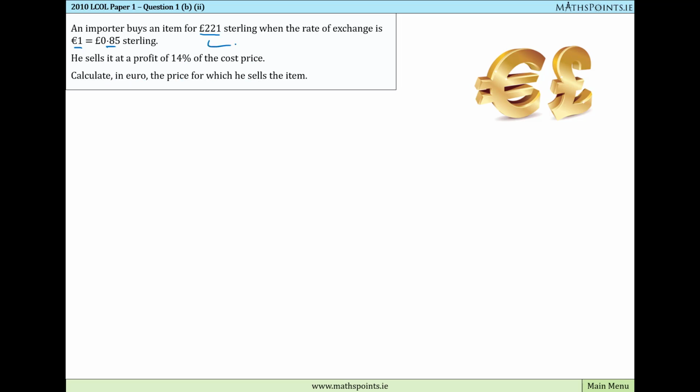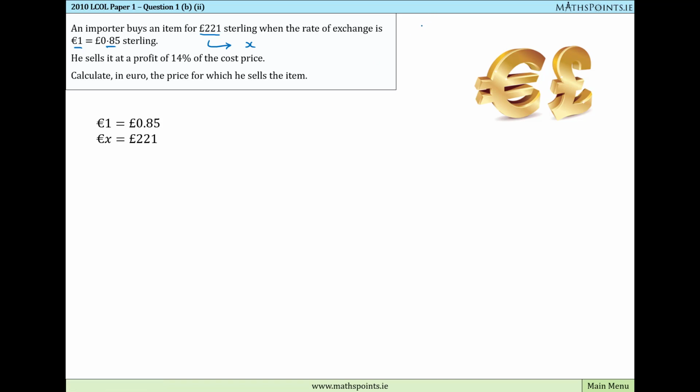So the first thing that we're trying to do is convert the £221 into a euro equivalent, which for now we'll call X. So we line up the exchange rate, €1 is equal to 85 pence, and underneath that we're going to write down what value of euro, X, would be equal to £221.